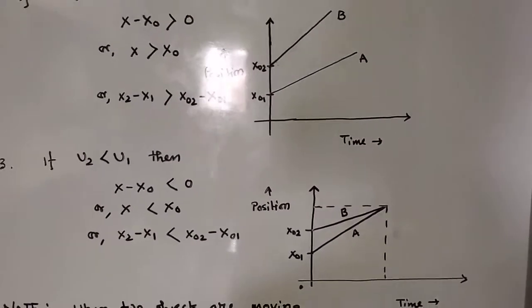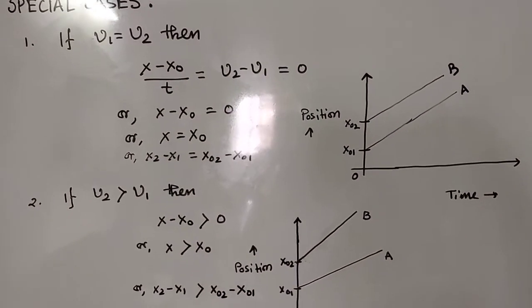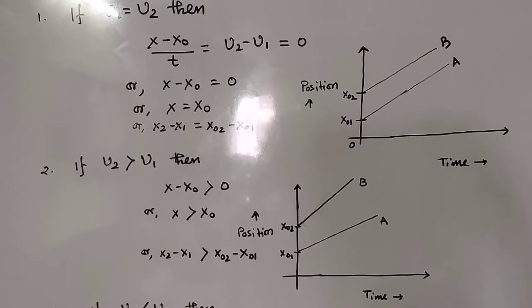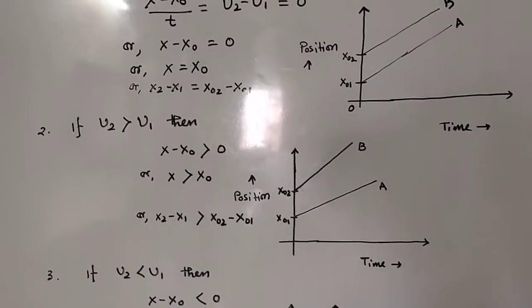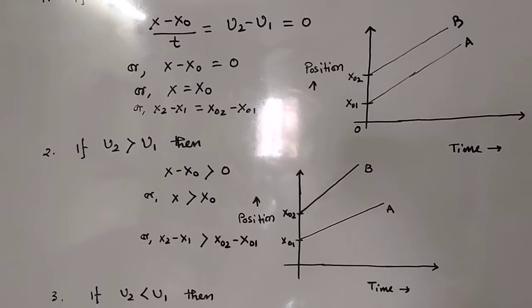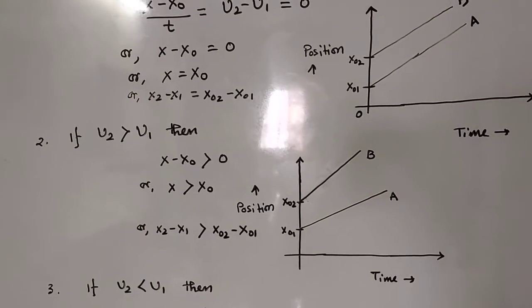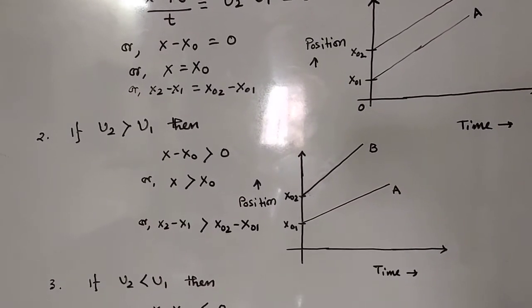These three graphs are very important from the exam point of view, and sometimes you are asked to explain with respect to the graph. I think we have understood. The common thing is what? In the position-time graph, the slope defines the speed. And if the inclination is high, it means the slope is high, which means the velocity or speed is more.